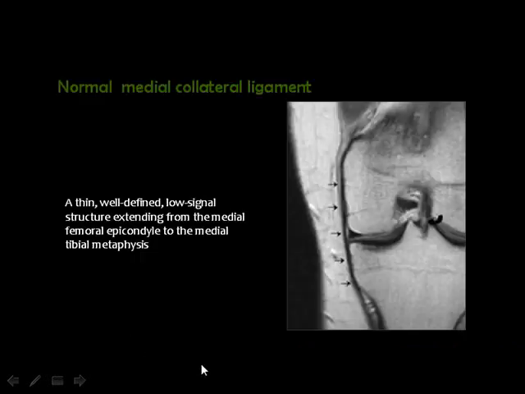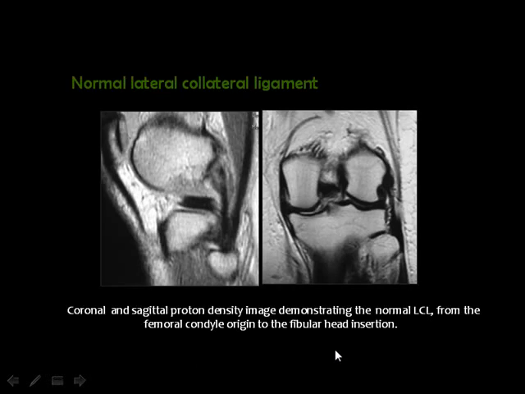Okay? Then, what do you think of this ligament? This is the medial one. It's long and is close to the bone. Then, what do you think of this ligament? This is the lateral. It's away from the bone and is connected to the head of the fibula.